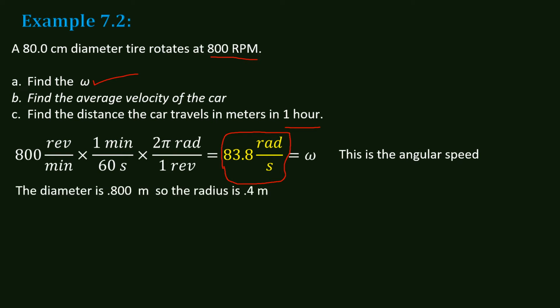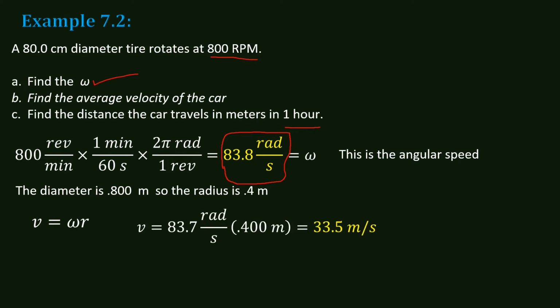The diameter is 0.8 meters, so the radius is 0.4. So to find the average velocity of the car, or v, we just take omega times the radius. Okay, and we do that here. We have the 83.8 rads per second times the radius, 0.4, and we get the tangential or transitional velocity, if you will, of 33.5 meters per second.